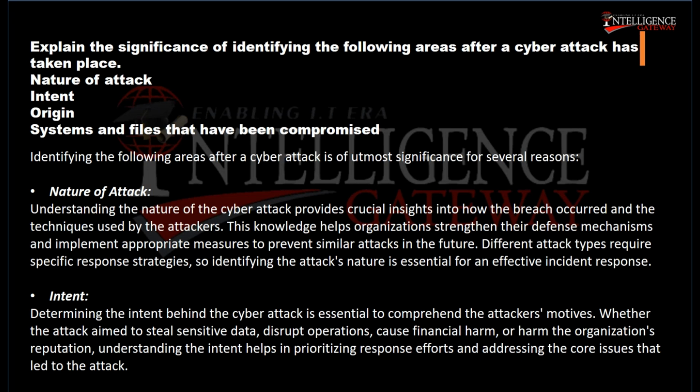Intent. Determining the intent behind the cyber attack is essential to comprehend the attacker's motives, whether the attack aimed to steal sensitive data, disrupt operations, cause financial harm, or harm the organization's reputation. Understanding the intent helps in prioritizing response effort and addressing the core issues that led to the attack.